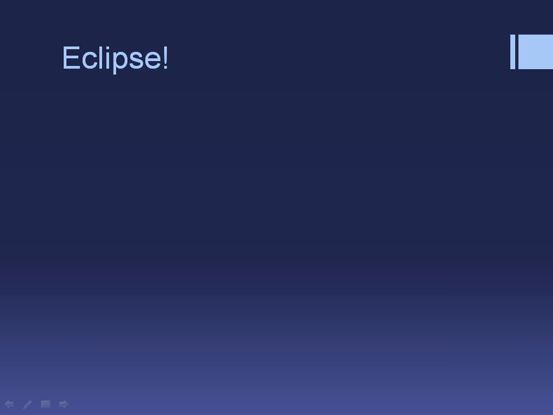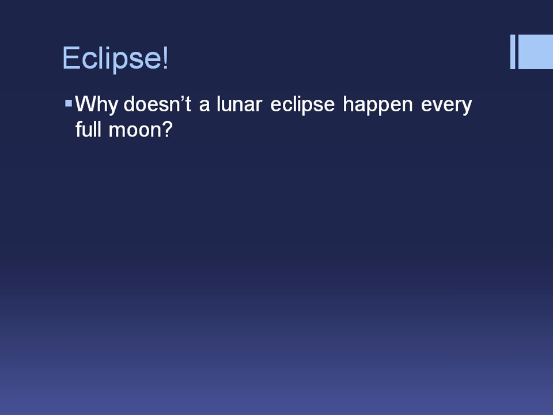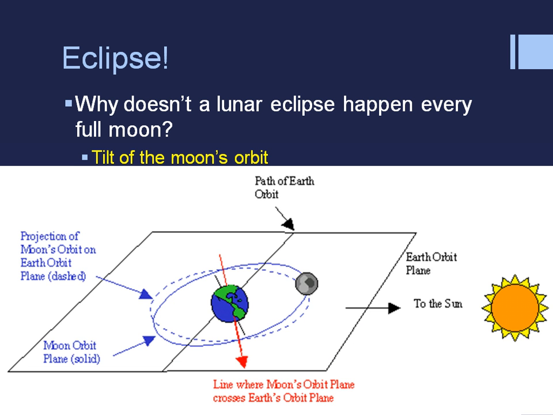The last topic on the eclipse is: why doesn't a lunar eclipse happen every full moon? And this is because of the tilt of the moon's orbit. Remember, we looked at this diagram and we're able to see that the Earth's orbit is like a flat table, and then there's another tilted table that the moon orbits on that's slightly different from the Earth's orbit. And because of that, they don't always line up in a perfectly straight line.